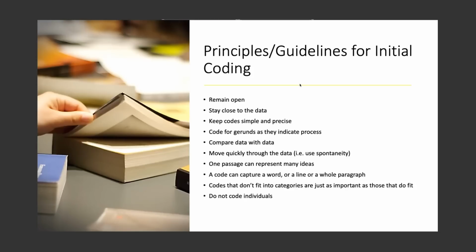Third sort of principle, general guide, is keep codes simple and precise. You do not want your code longer than the object of the code, right? If you're coding a sentence, you do not want to use more words than there are in the sentence. Generally, I keep codes to 1 or 2 words, maybe 3 words.